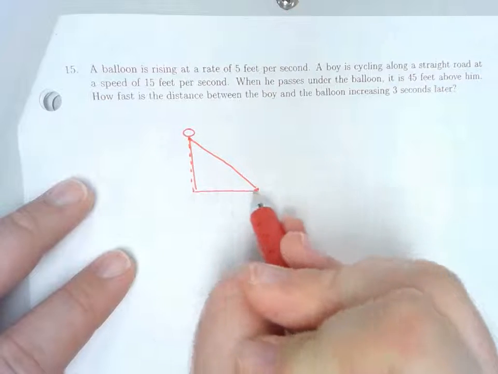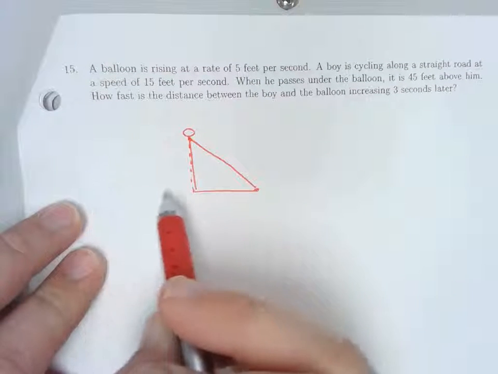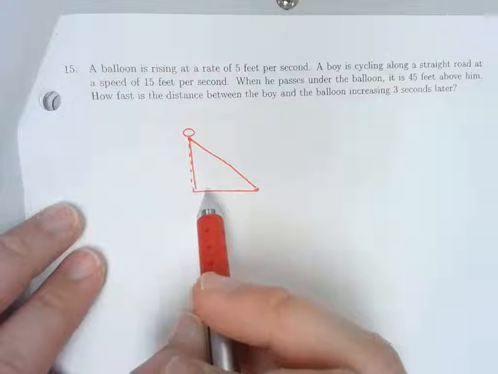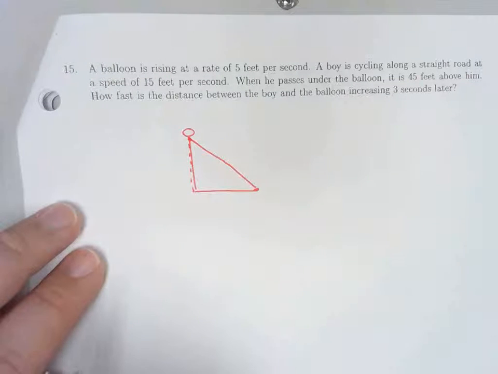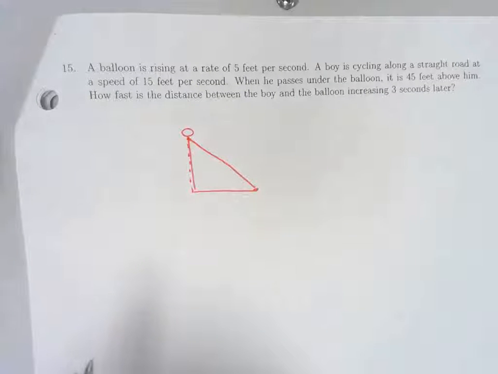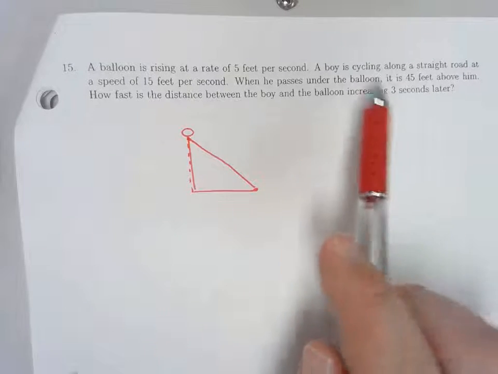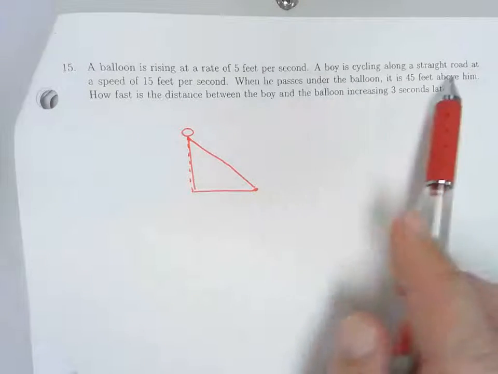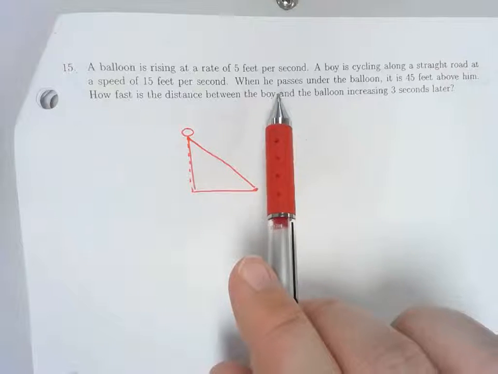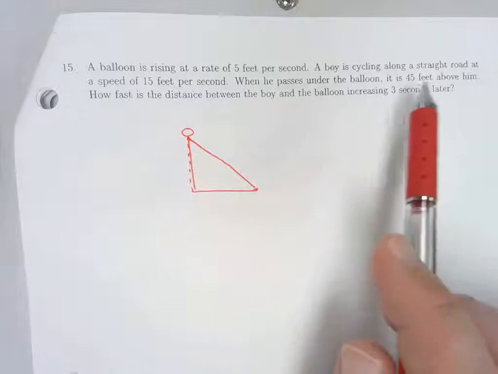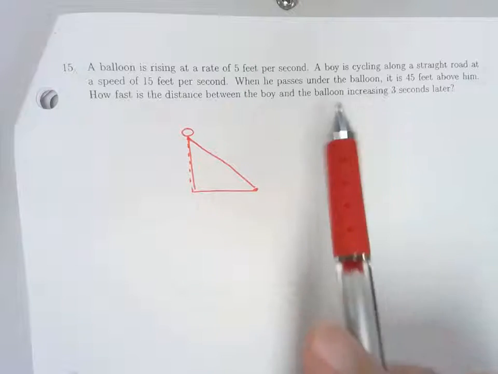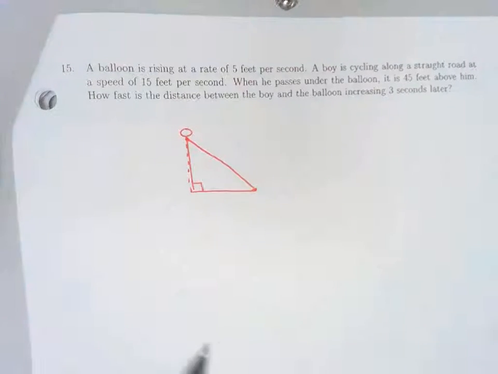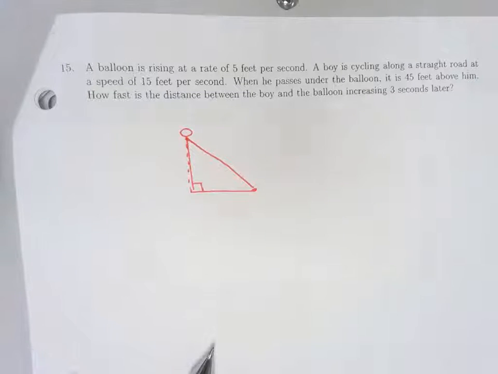He starts over here, rides, goes underneath it, and it's 45, and then he keeps going. So when he passes under it, the height from the balloon straight down would be 45, right? No, because the balloon is rising, so that 45 feet is changing. It's not a constant. The balloon is rising up. So that 45 we'll use later, but we can't count it as a constant.